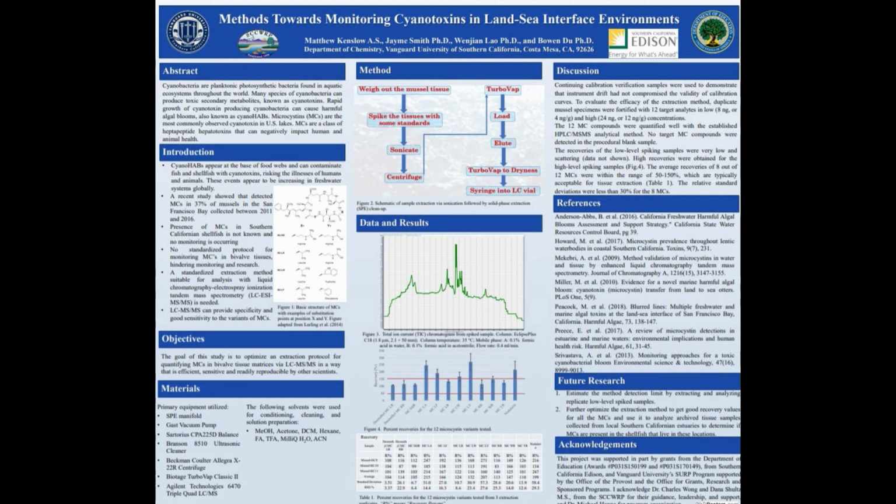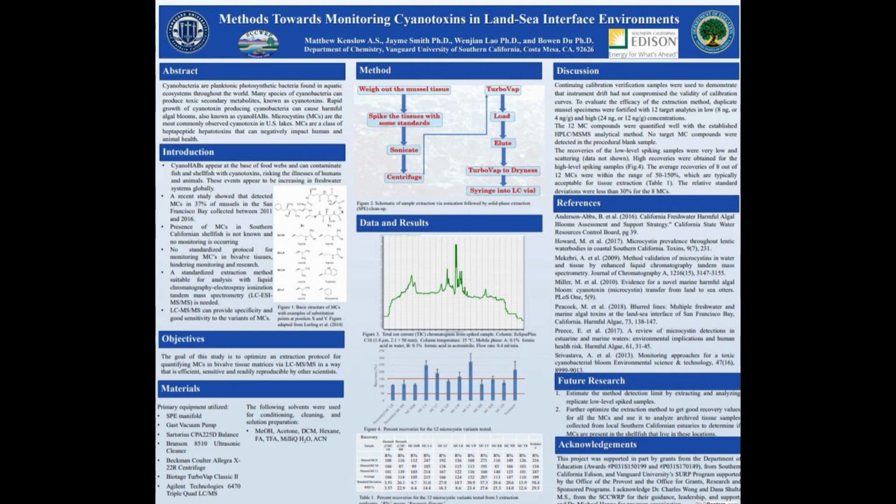First, 2 grams of muscle tissues were weighed out on the balance. To evaluate the efficacy of the extraction method, duplicate muscle specimens were spiked with 12 target analytes. Some were spiked at low level, which was 8 nanograms, and others at high level, which was 24 nanograms. Triplicate samples were spiked for each level. Additional samples were prepared with no standard spikes to be used as a procedural blank. These samples were then extracted following the protocol shown in Figure 2.